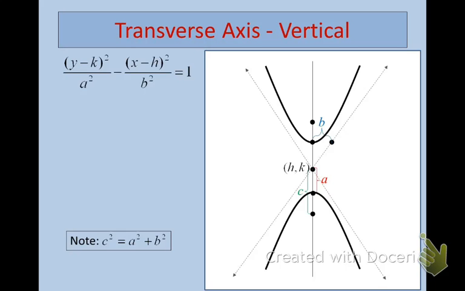So your equations this time, the only thing that changes on those asymptotes is that, like I said, you have a over b instead because it's vertical, but you still have that point slope form with the center.